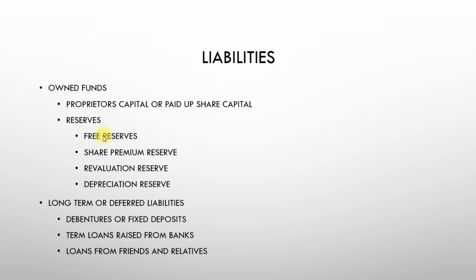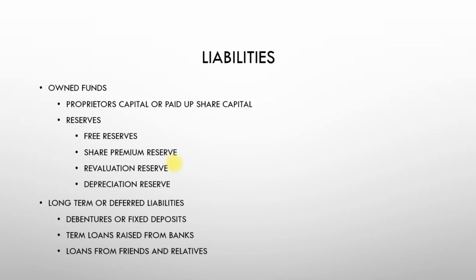Free reserves is one type of reserve, share premium reserve is another, then revaluation reserve and depreciation reserve. So what are free reserves? Free reserves are reserves created out of profit and not kept for certain purposes. Capitalization of free reserves is done by debiting reserves and crediting capital by way of bonus shares. So this happens in the share allocation process of a company. Next reserve is share premium reserve. What is it? A share premium reserve depends upon the amount of premium collected.